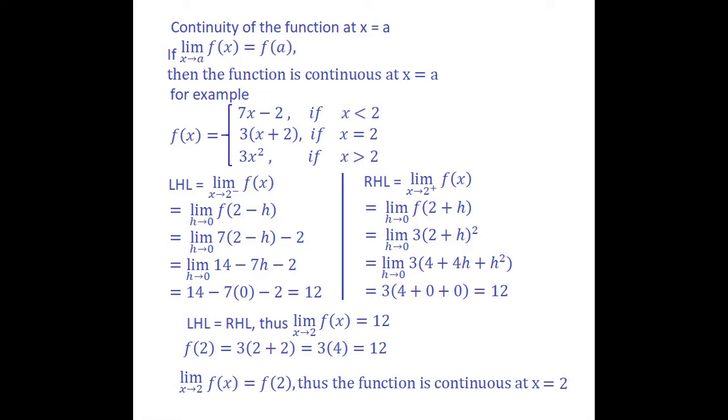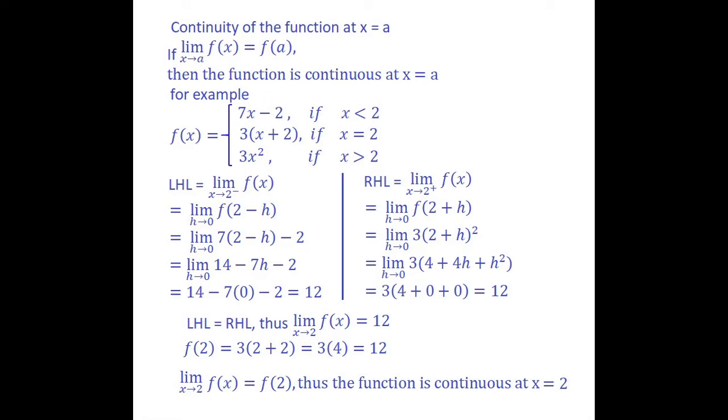Now let's see an example. It's given that f of x is defined in 3 phases: 7x minus 2 when x is less than 2, 3 times (x plus 2) when x is equal to 2, and 3x squared when x is greater than 2. Okay, LHL: limit as x tends to 2 minus, at x equals 2. We are finding the limit as x tends to 2 minus.